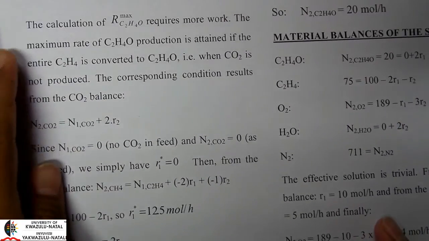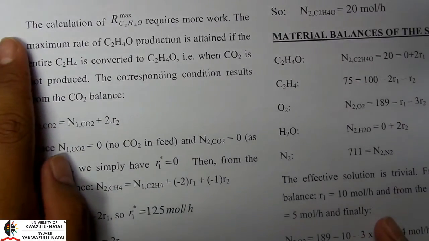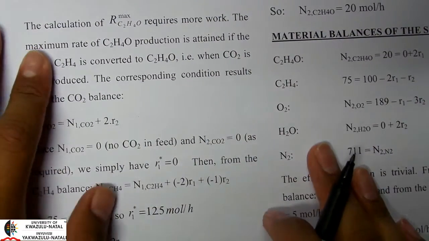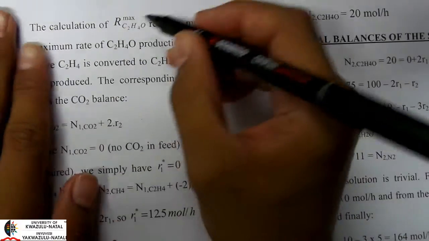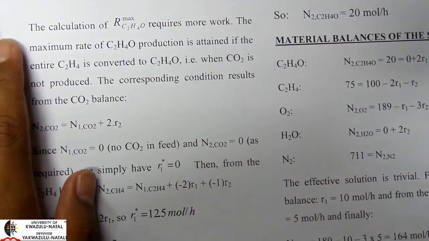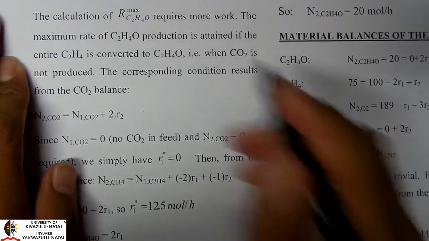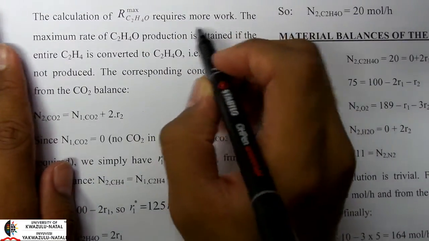So if we can use our yield equation to calculate our production rate, then we can get our output flow rate of oxide. However, we first need to calculate our maximum production rate in order to use the yield equation. Okay, and that requires more work.